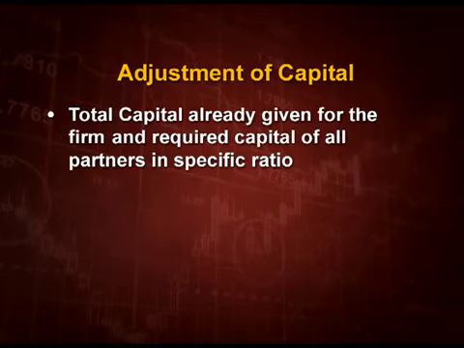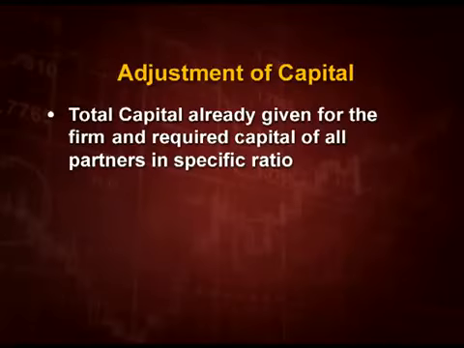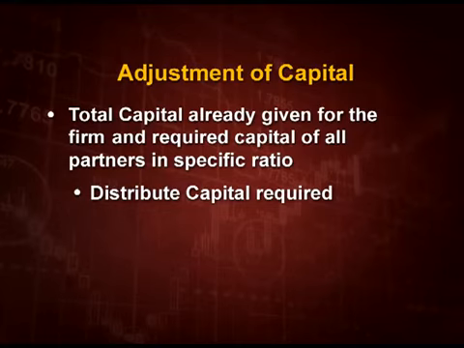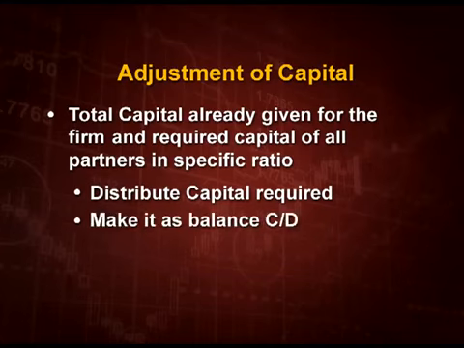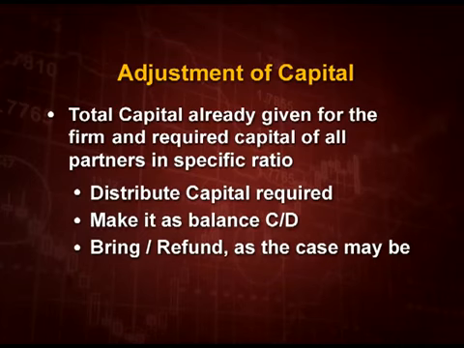Now, the second point regarding adjustment of capital is, when total capital is already given for the firm and what is required is that the capital of all partners should be in a specific ratio. Let us understand point by point. First point is, distribute the capital required as per the ratio. Make it as a balance which should be carried down, because it should be the last balance carried down, and bring or refund as the case may be.